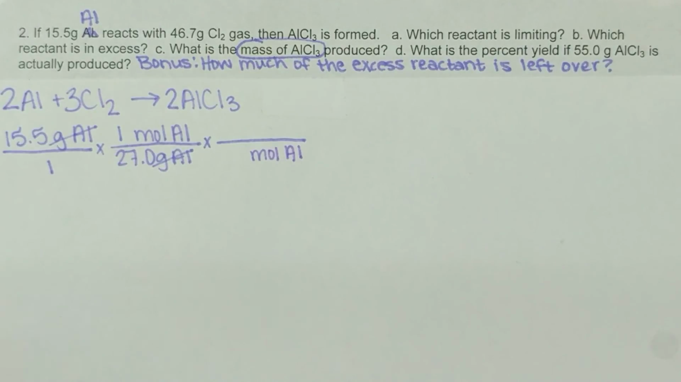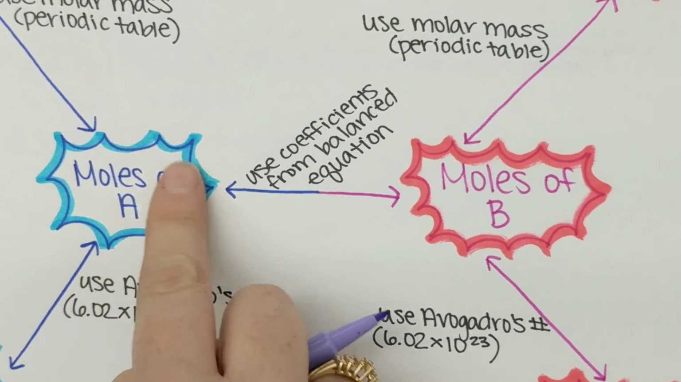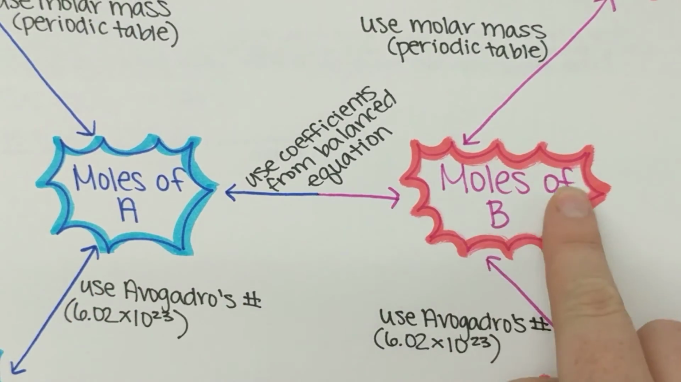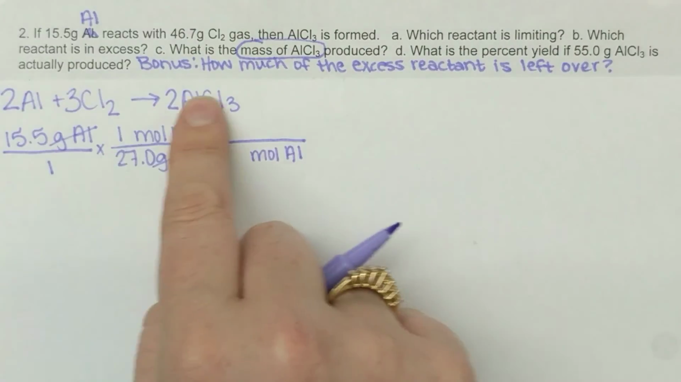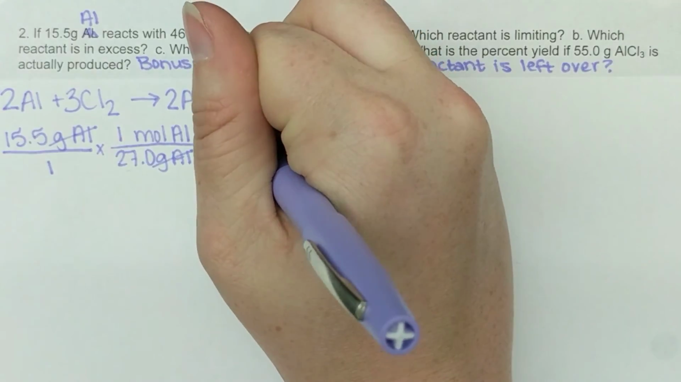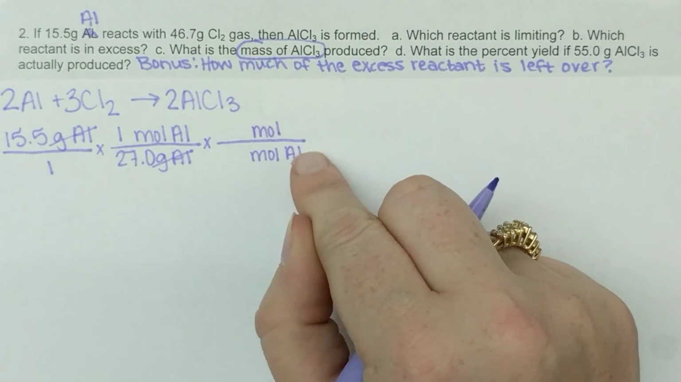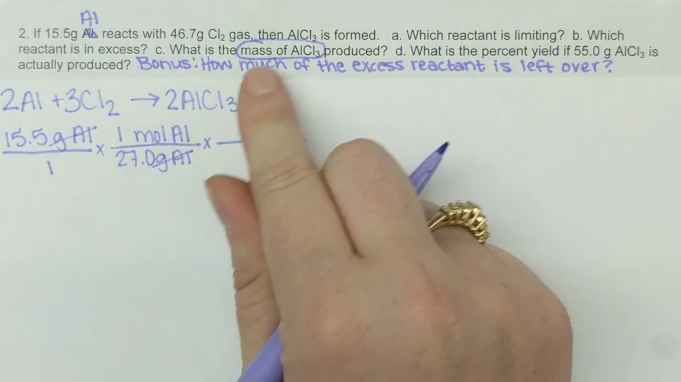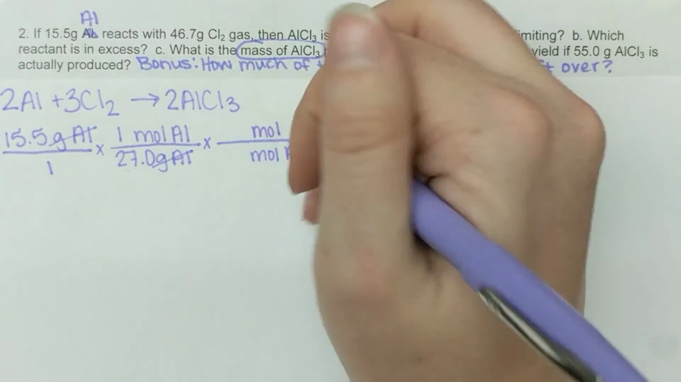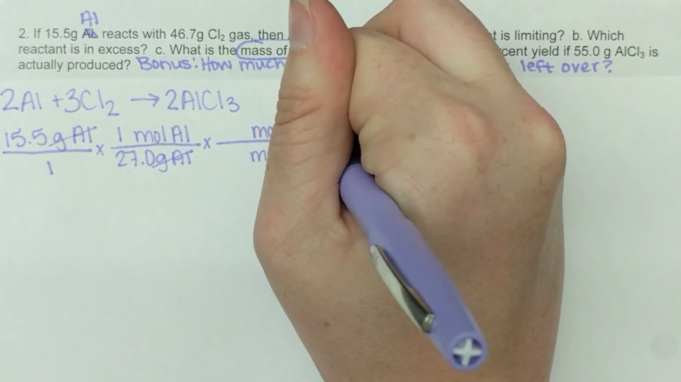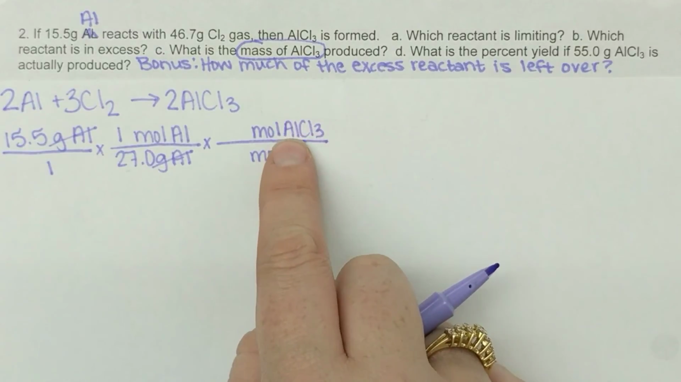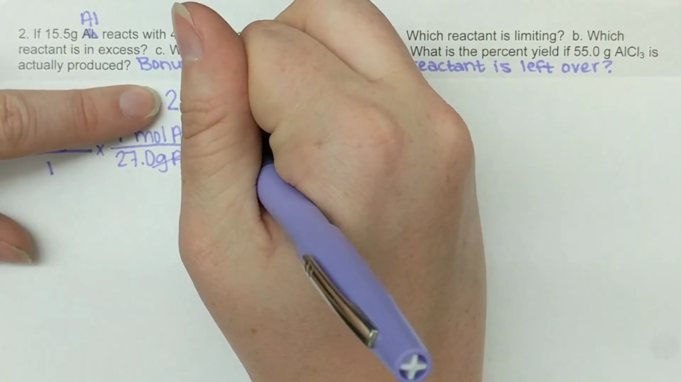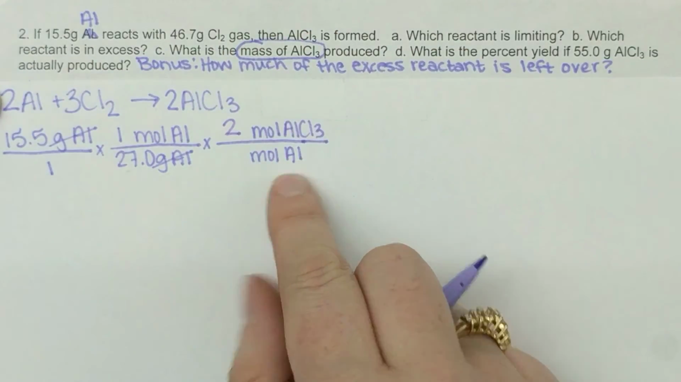Once I'm in moles, I can switch from moles to moles of what I'm looking for using the coefficients from the balanced equation, which I have up here. So I can switch to moles, and here's where I can finally change from aluminum to what I'm looking for, which is aluminum chloride. Okay, using the coefficients from the balanced equation. So AlCl3 has a 2. Aluminum also has a 2.